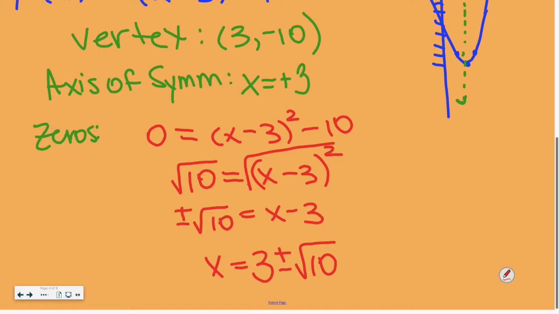What would it mean if I had a negative under the radical? What would it mean about our zeros if we had a negative under the radical? They're imaginary. If your parabola doesn't cross the x-axis, you don't have real zeros. So if that happens, don't freak out. It just means you don't cross the x-axis, which you would already see from your graph if you graphed it.